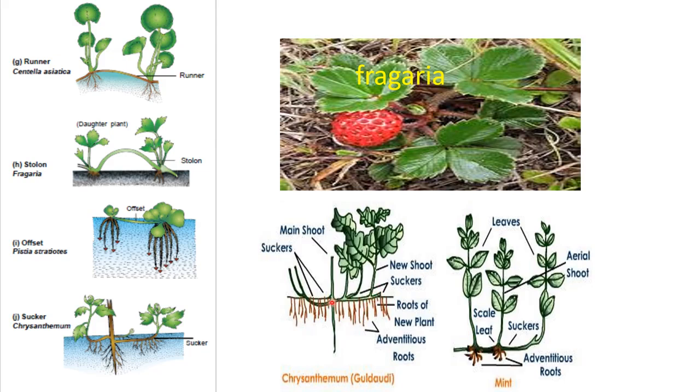The suckers come from the stem and grow below the soil, and these parts are going to give rise to a new plant. This picture is mint, pudina, the suckers that we are seeing. So these are the various forms of the stem that give rise vegetatively to a new plant.